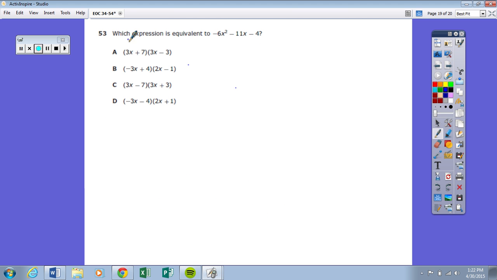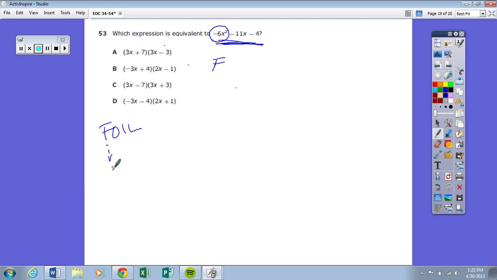And then 53, which expression is equivalent to this? Okay, so remember, anytime you have these two parentheses and you're like, oh my gosh, what do I need to do? Okay, this is where you FOIL. So you take your answer choices and you start multiplying them, and then you see if it's equal to that. So there's a negative 6x squared in the front, okay? And that front term comes from the F of FOIL.